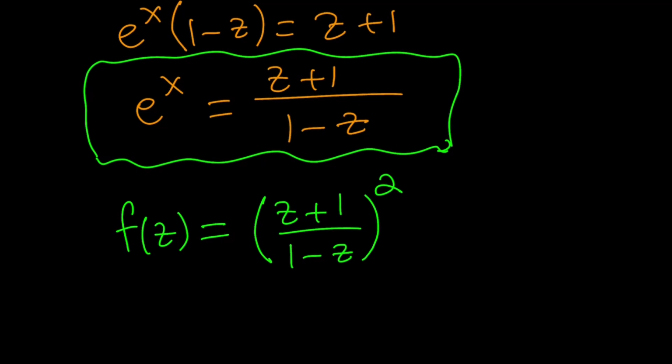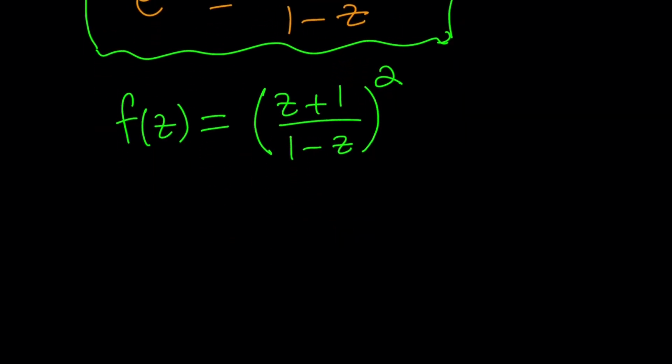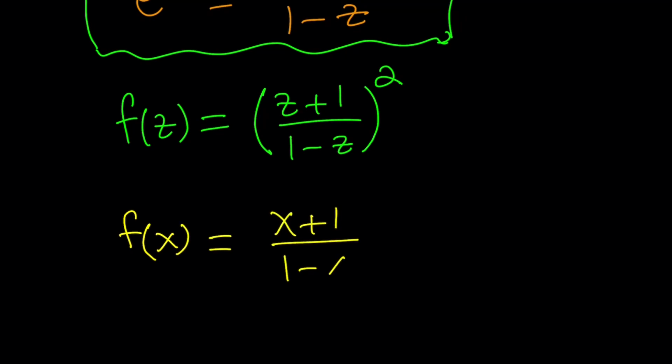But do you really want your independent variable to be z? If you don't want that, you can replace z with x, and it doesn't matter. It's not the same x. Sometimes people ask, how come you can do that? Yes, you can do it. Those are dummy variables, so you can replace them with anything you want as long as you stay within the domain boundaries. So you can go ahead and replace z with x, and this is going to give you f of x. So this is the function that satisfies the original equation.